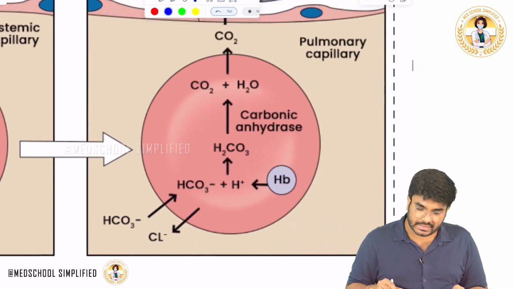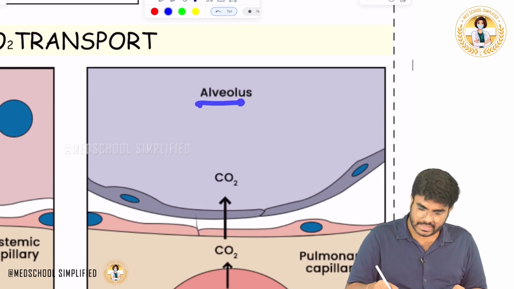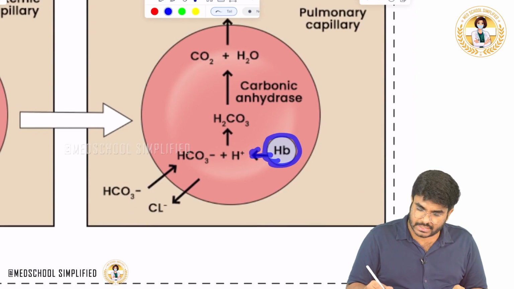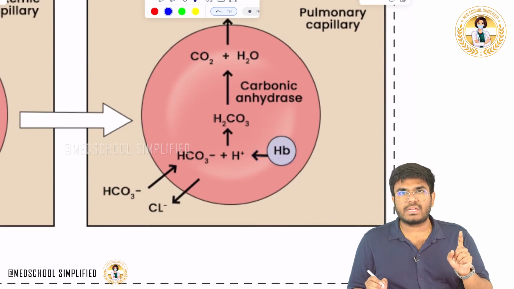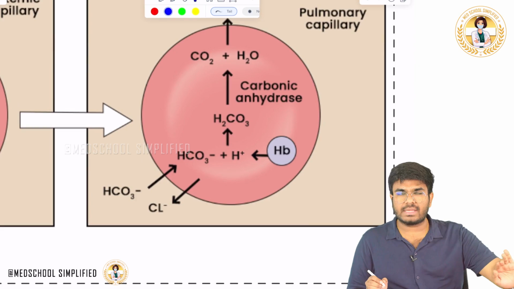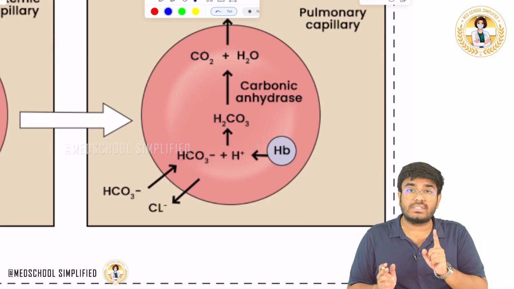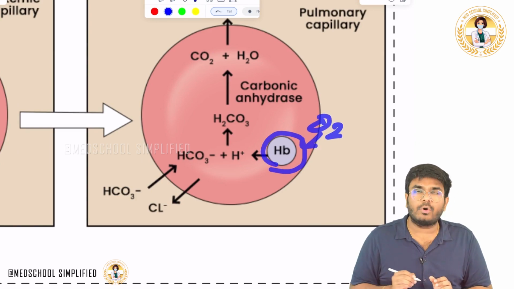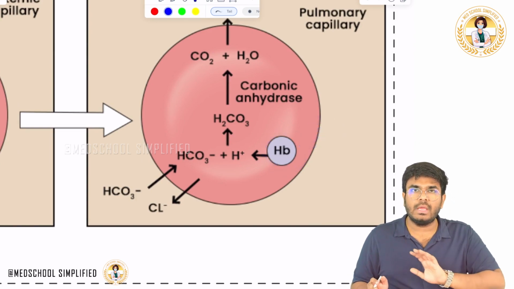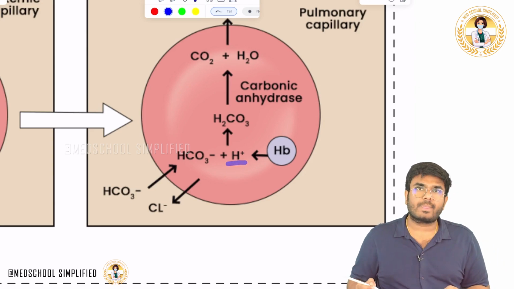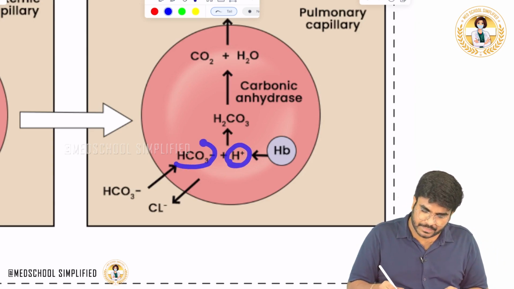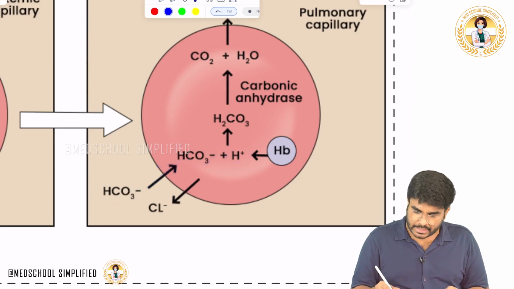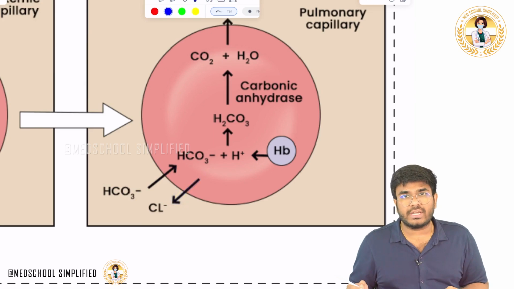But what happens at the level of your alveolus? At the level of your alveolus, hemoglobin is going to release the H+. Whenever there is high partial pressure of oxygen, hemoglobin will release H+. Listen carefully, the binding of oxygen with the hemoglobin causes the release of H+. Now this H+ will be accepted by HCO₃ minus. At the level of lungs, HCO₃ minus comes into the cell, and chloride goes back out. This is called reverse chloride shift.